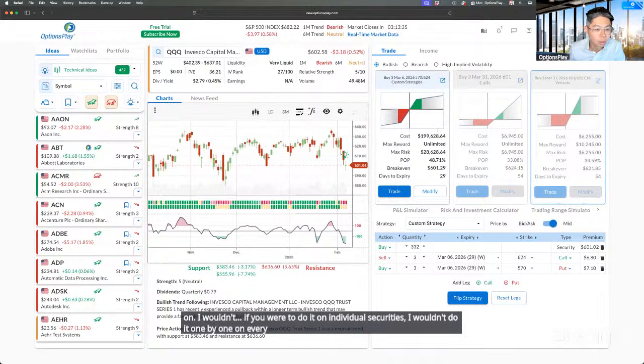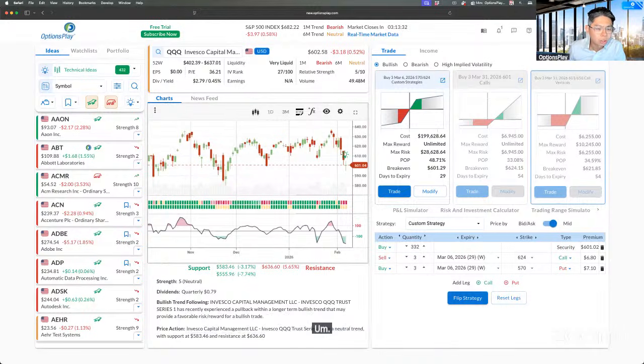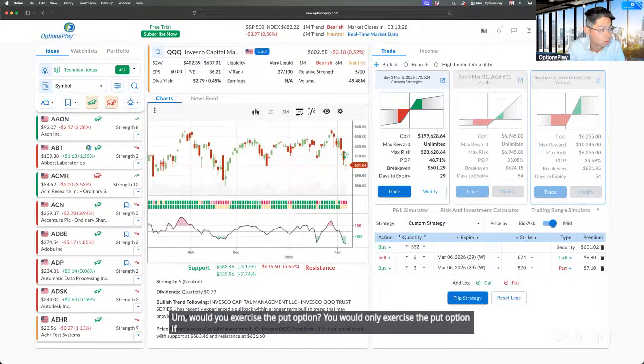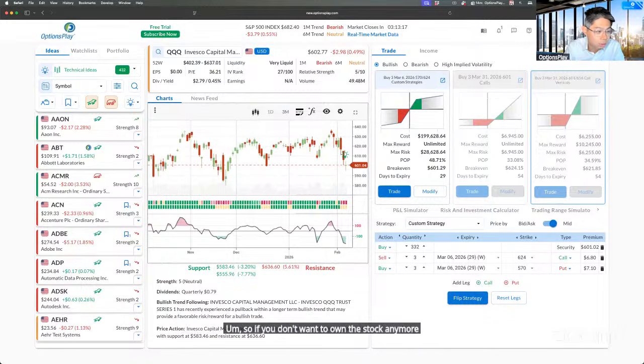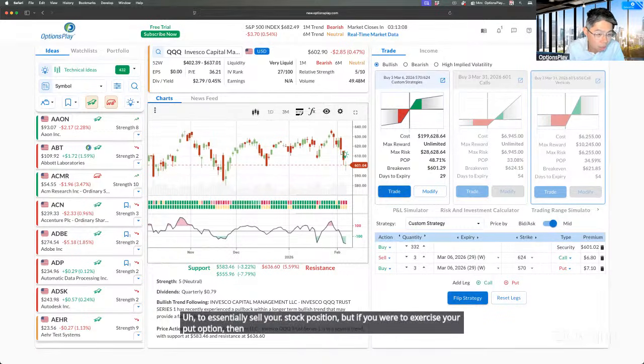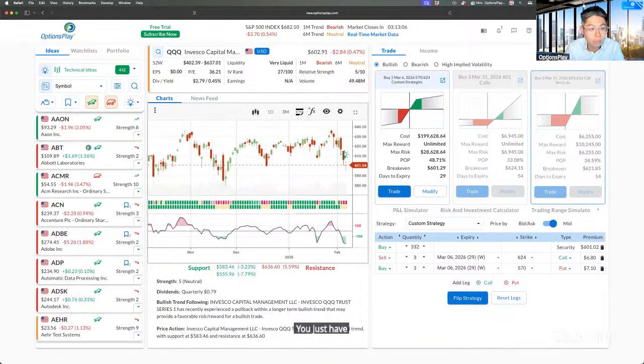Would you exercise the put option? You would only exercise the put option if you no longer want to own your stock. Because once you exercise your put option, you essentially lose the stock that you own. So if you don't want to own the stock anymore, you can exercise your put to essentially sell your stock position. But if you were to exercise your put option, then you have a naked call option. You just have to make sure you close out that call option before you exercise your put.